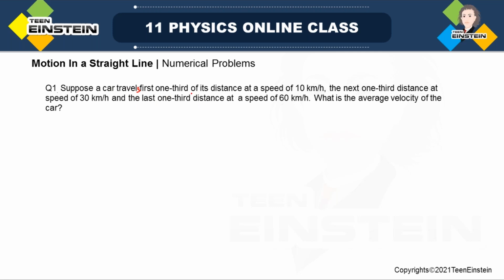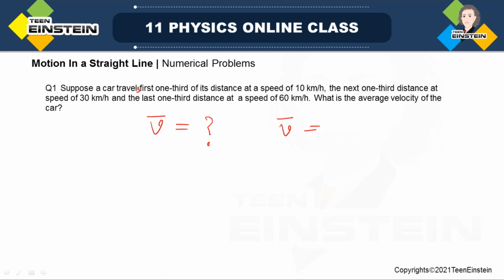A car travels the first one third of its distance. Okay, I'll just explain the problem. The aim is to find the average velocity. What is the average velocity? The question is on average velocity. We know the definition of average velocity is the total displacement divided by the total time interval.